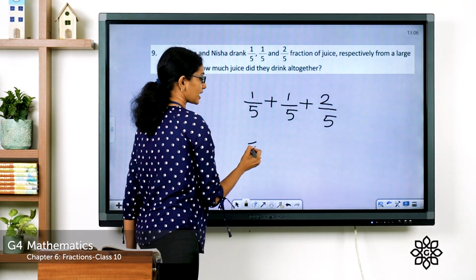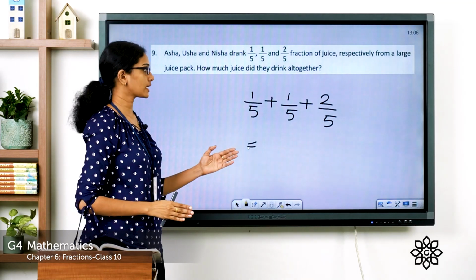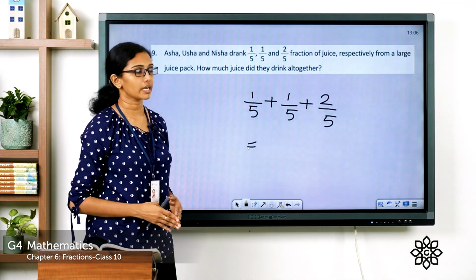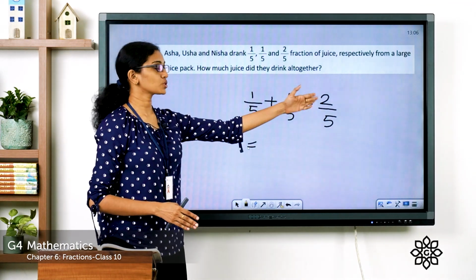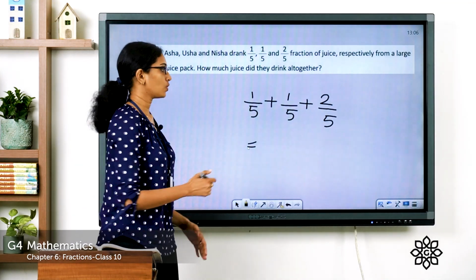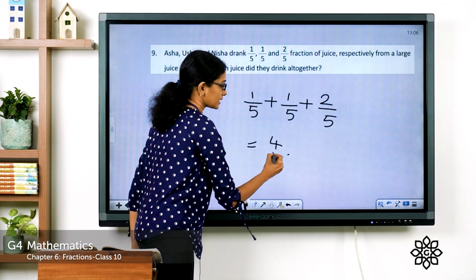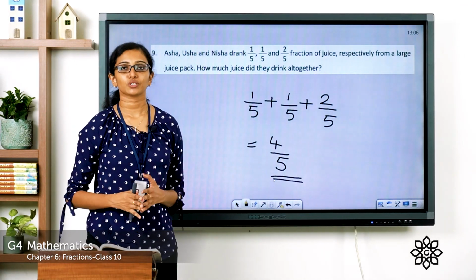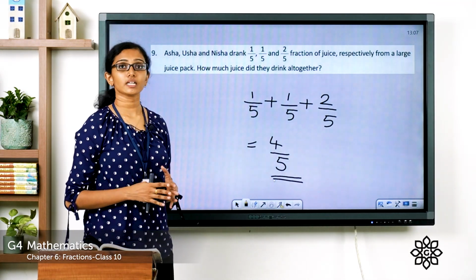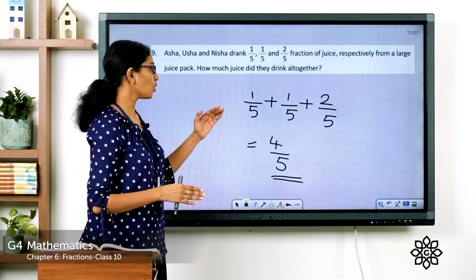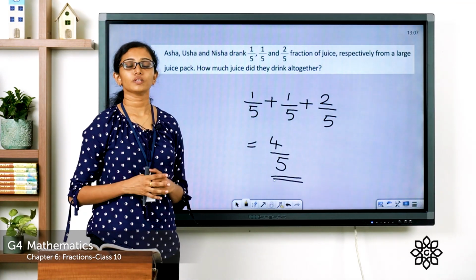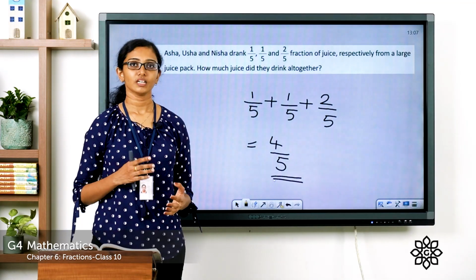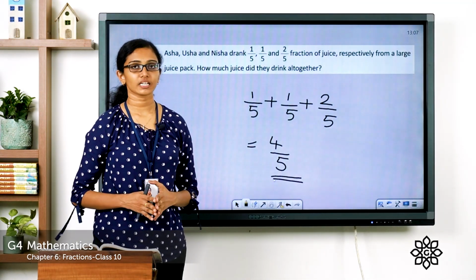Since these are like fractions, we just need to add the numerators and write it over the same denominator. So 1 plus 1 plus 2, that is equal to 4. 4 by the same denominator, 5. So what is the fraction of juice that they drink altogether? It is equal to 4 by 5 of the juice. Clear? Children, I hope these questions are clear to you.